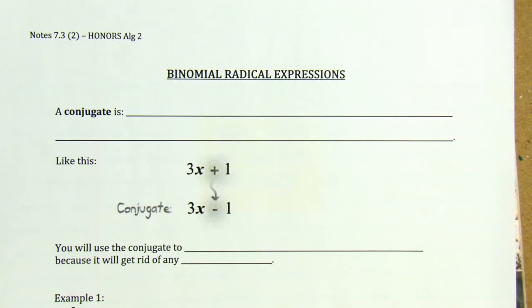Chapter 7, Section 3, Part 2. Binomial radical expressions is still the name of the section of the chapter. And this time we're going to talk about the conjugate.